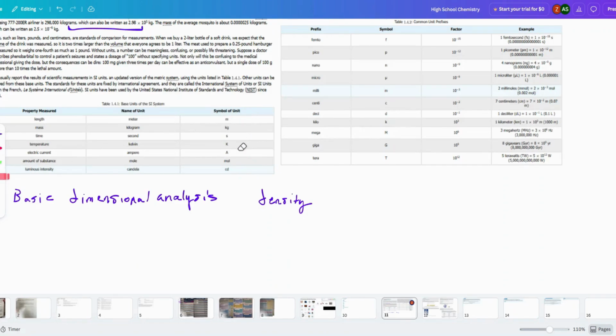So let me explain something. If we have something like density, we can write density like this, right? That's going to be equal to the mass over the volume.